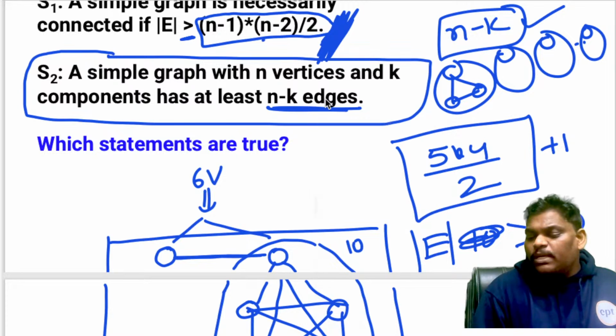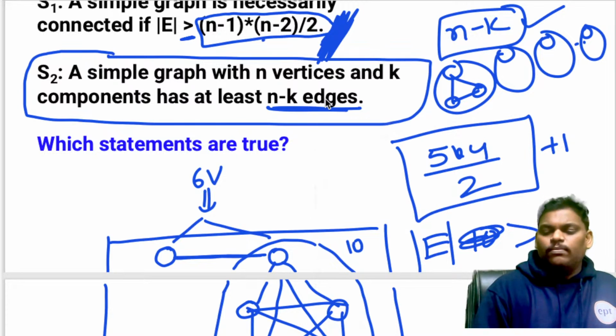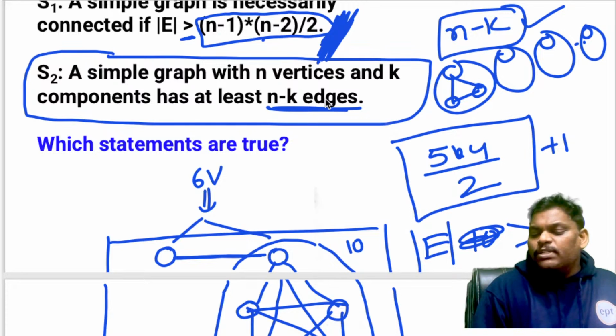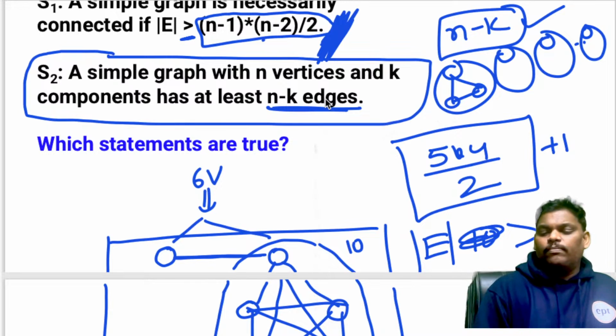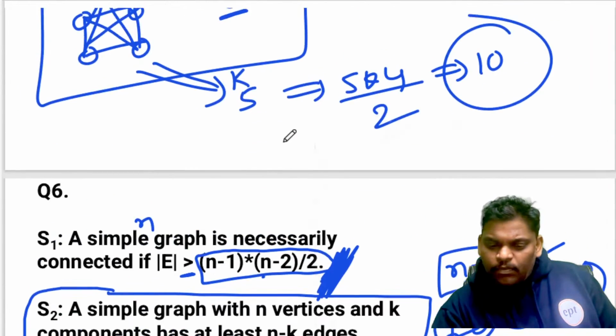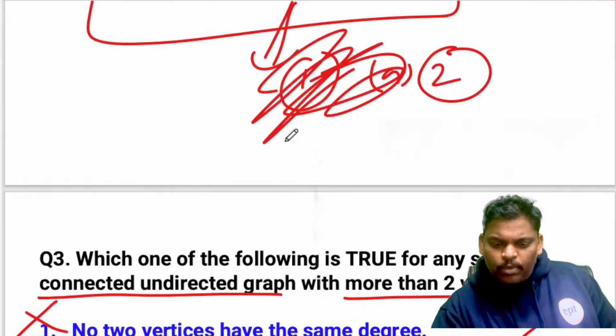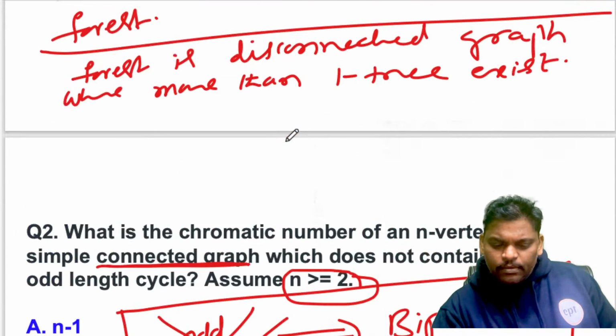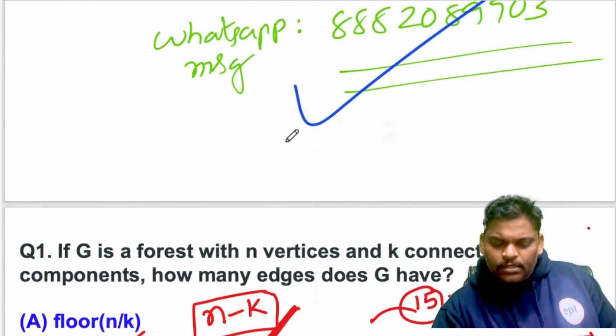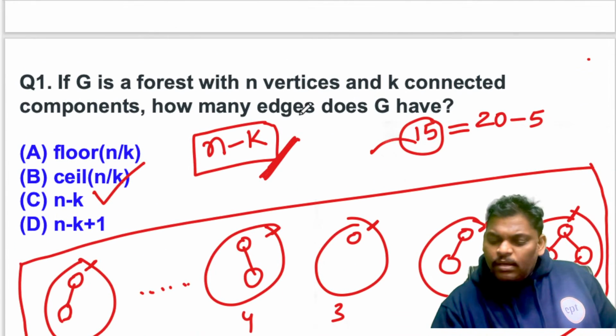Suppose we say at least, at most, that is wrong. Because it is a simple graph, it is not a forest. Can you go back to the previous one? I think the first problem maybe, let me read it. Listen, because it is a forest.